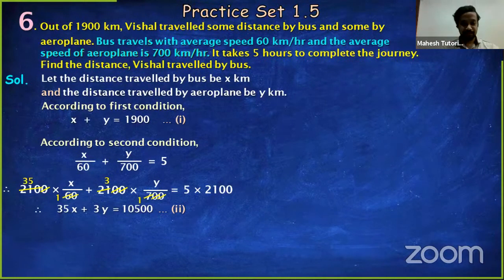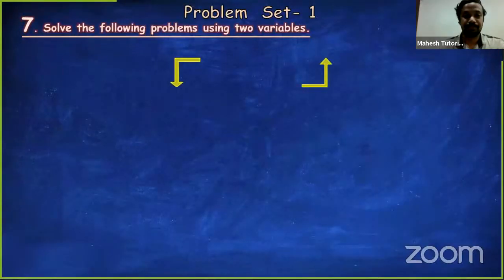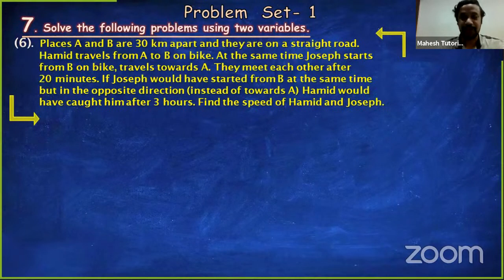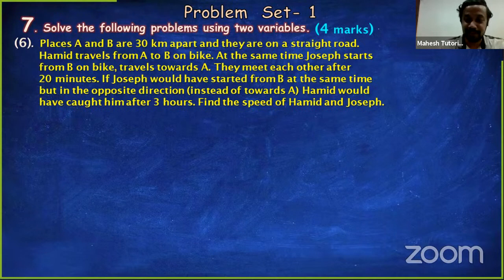All right, students. Moving towards the next word problem. All right. Problem set 1, main question number 7, sum number 6. A sum carrying weightage of 4 marks. Students, I want every one of you to read the question very carefully because even this sum is an important one from the examination point of view.